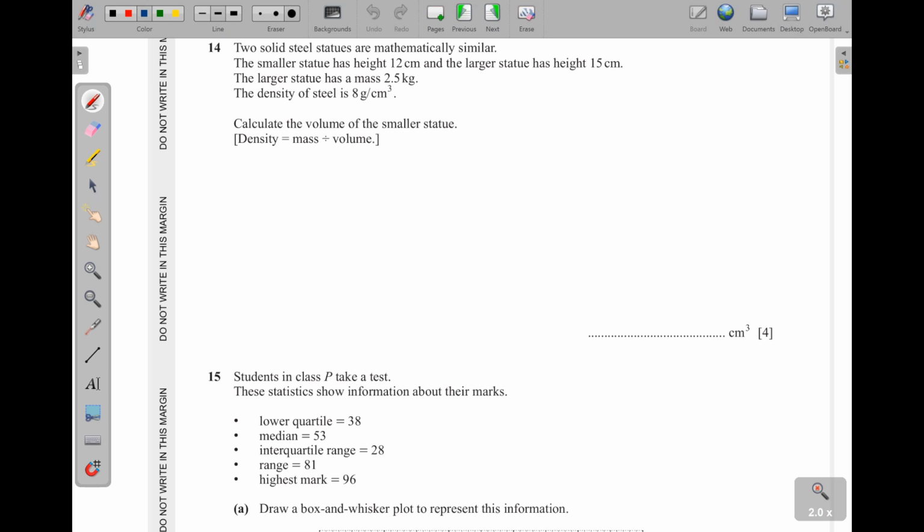They have given us that density is equal to mass over volume. Now, the density is given as 8, and the mass is 2.5, and it has to be in grams, because the density is in grams per centimeter cubed. So 2.5 times 1,000, because we were given kilograms, over the volume. When we cross multiply, our V is going to be 2,500 divided by 8, which gives us 312.5.